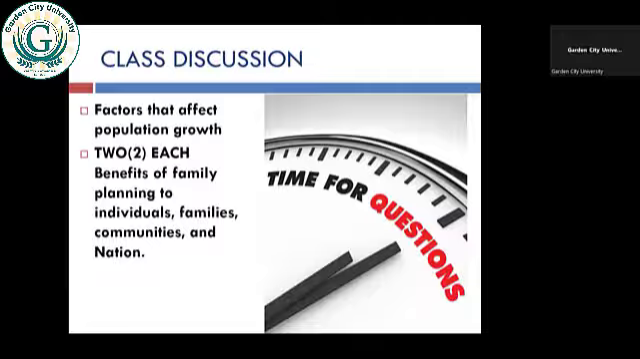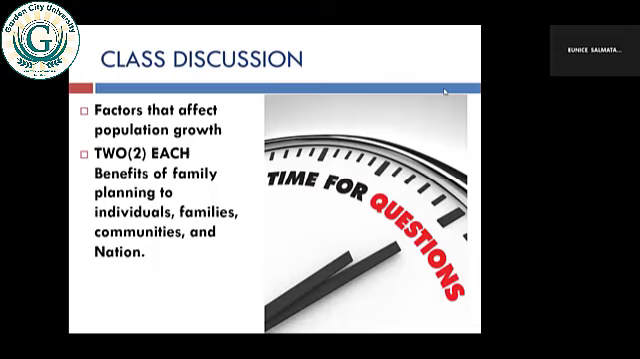population growth. So the next question for our discussion is benefits of family planning to the individual, families, communities, and the nation. What do you think are the benefits of family planning to the individual? I want others who have not raised their hand to raise their hand and answer. Let's hear from Monica.